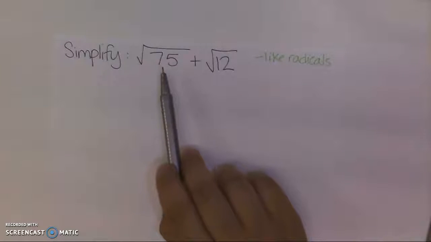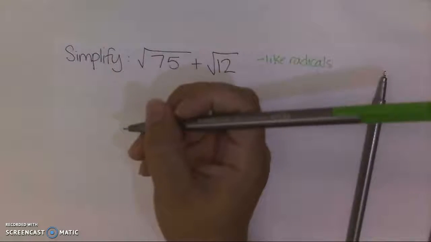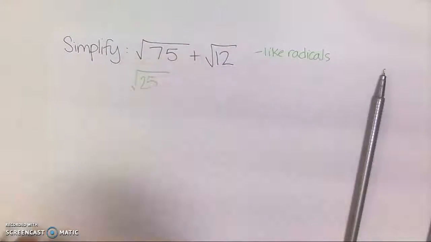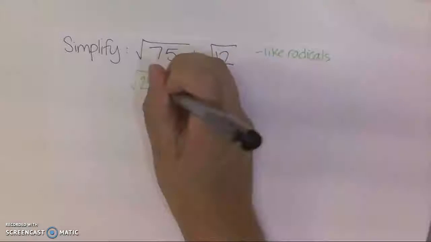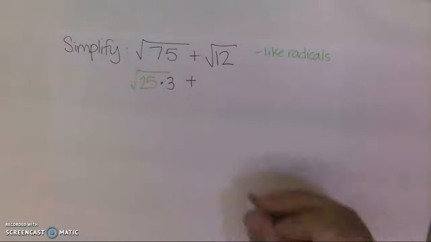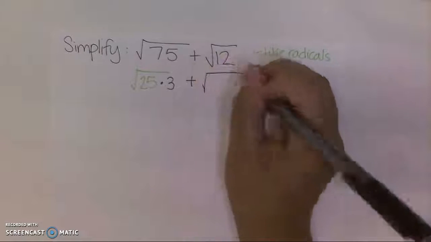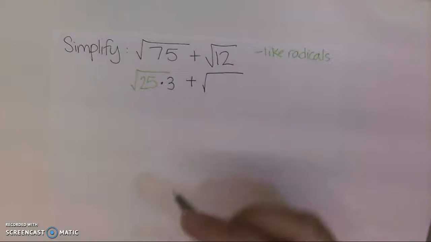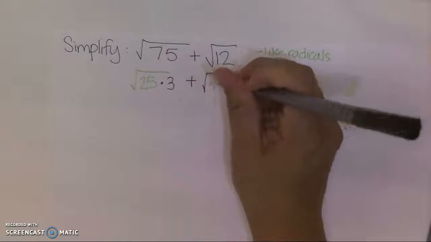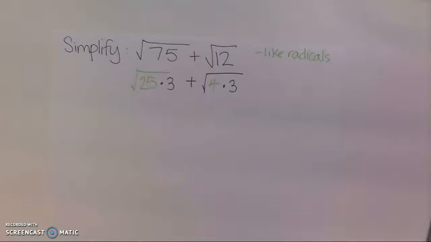And I know that 25 is a perfect square. So I'm going to break it down into 25 times 3, which gives me that 75. And then I'm going to look at 12. 12 is divisible by 4, which is a perfect square. 4 times 3 is 12.